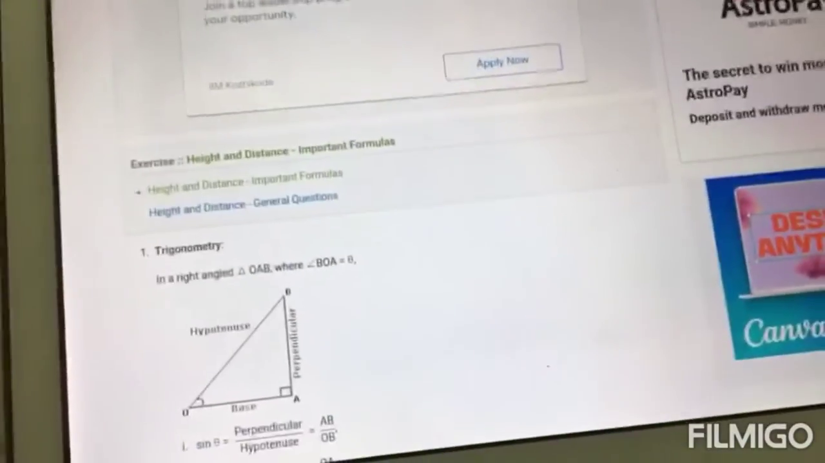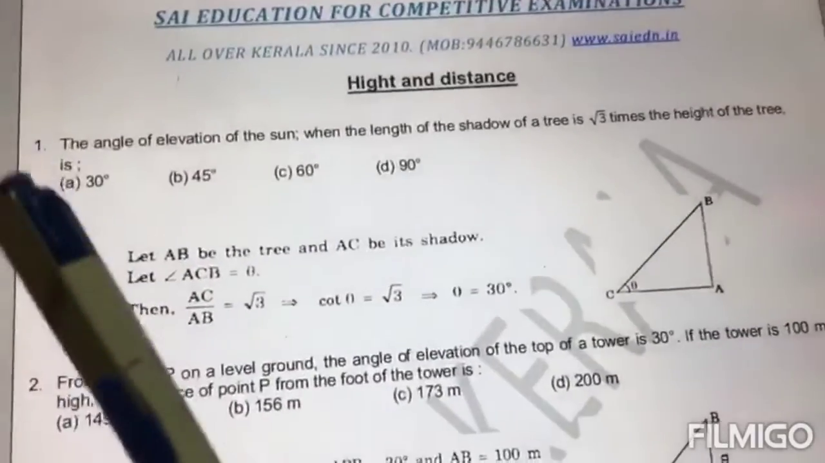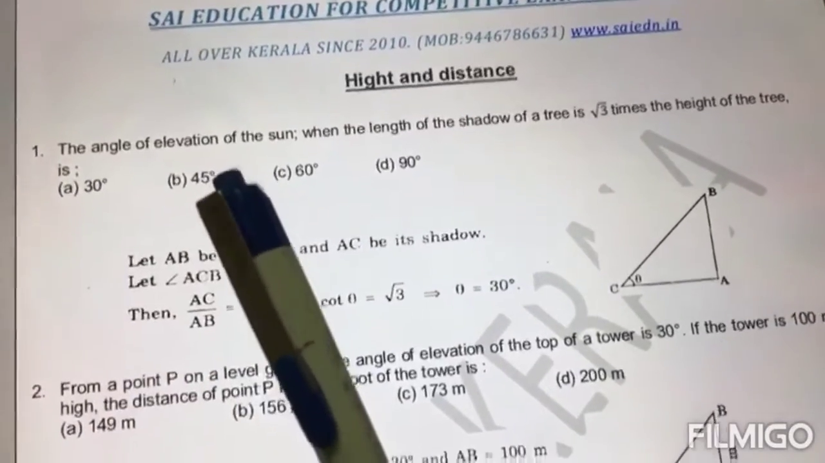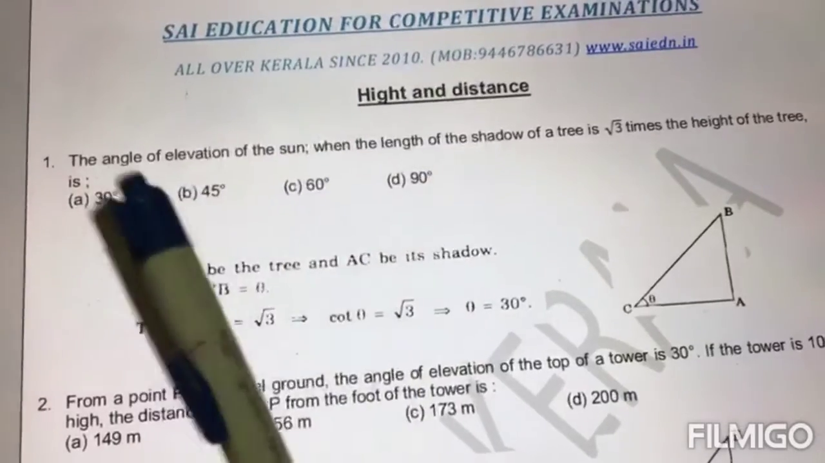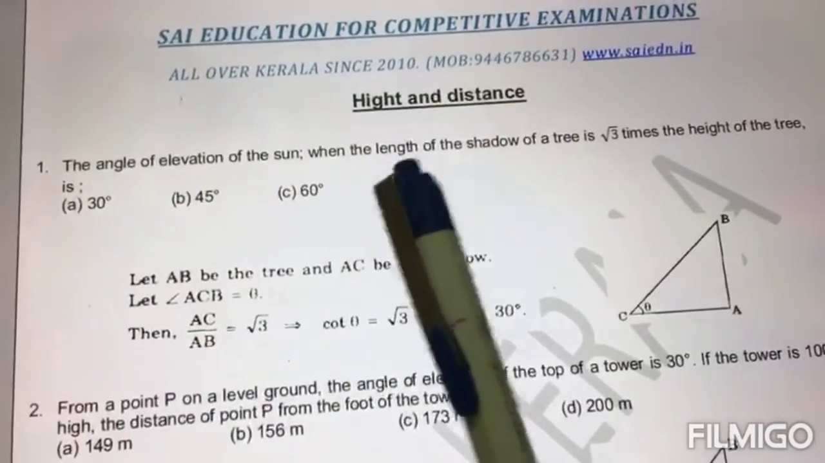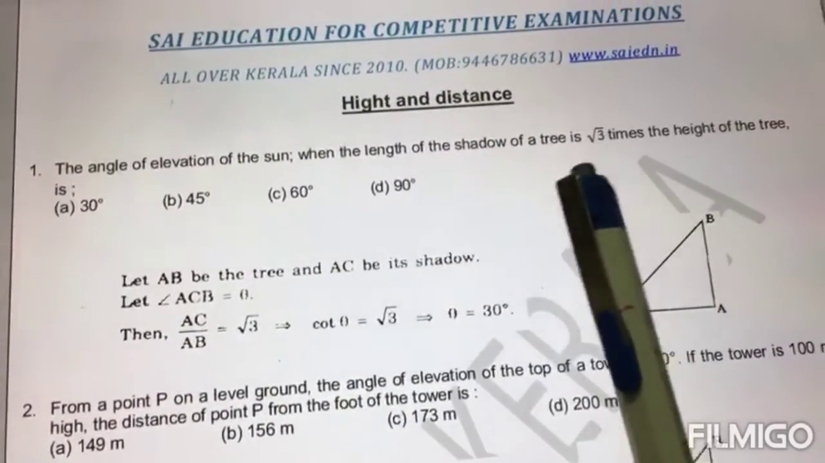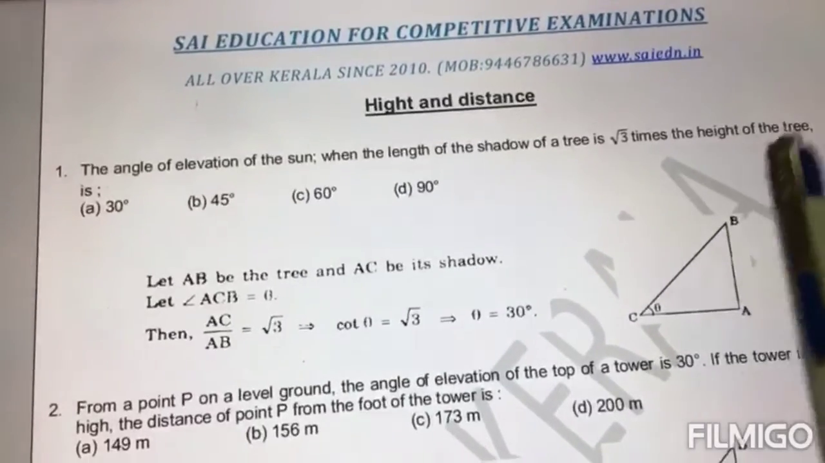So this is it for the formulae. Let's see if we can apply it now. Now let's come back to our questions. Find the angle of elevation of the sun. Okay, we discussed what is angle of elevation. When the length of the shadow of a tree is √3 times the height of the tree.